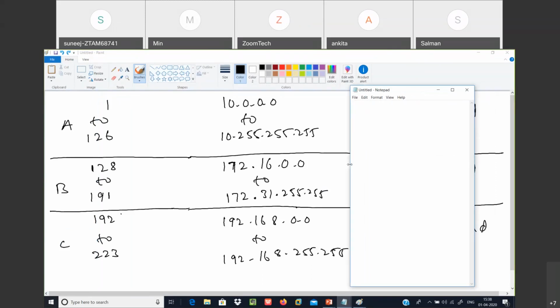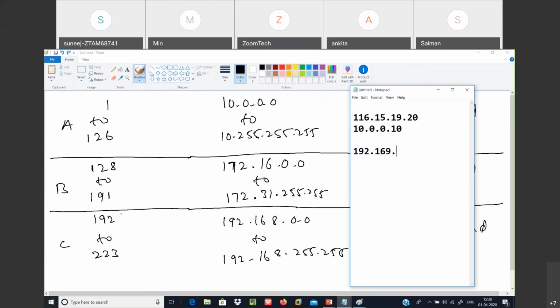So first example, 116.15.19.20. Is this IP address a private IP address or a public IP address? Public. Perfect. 10.0.0.10. Is it private or public? Private.